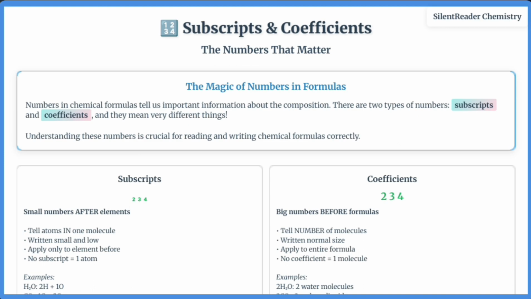When we have coefficients, we multiply everything in the formula by that number. Also watch for parentheses in formulas like Mg(OH)2, where everything inside gets multiplied by the outside subscript.